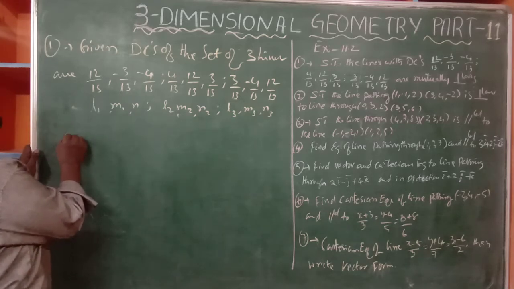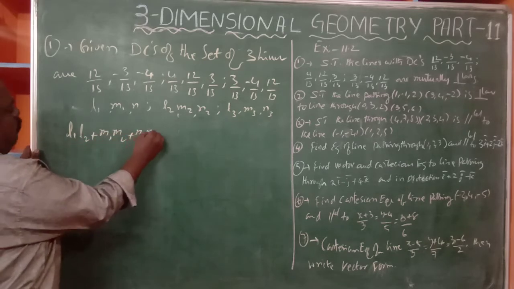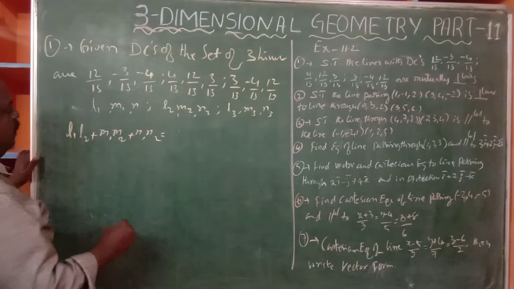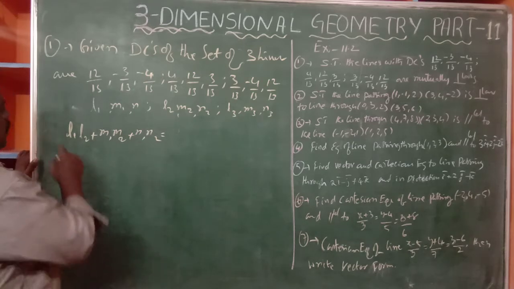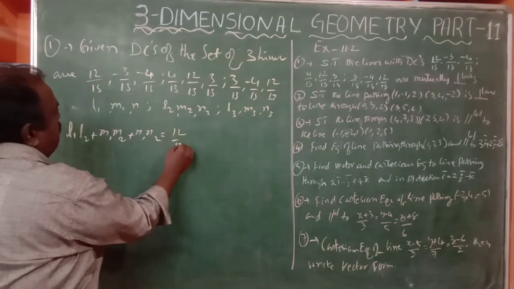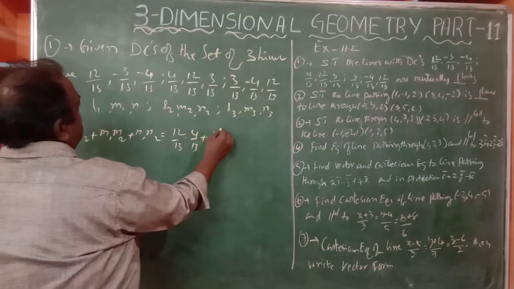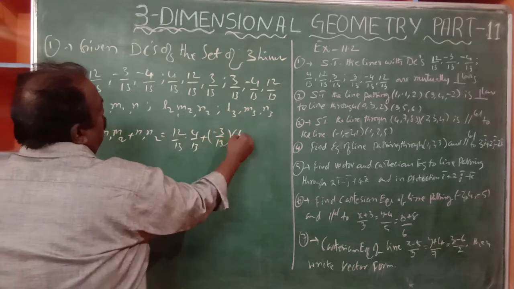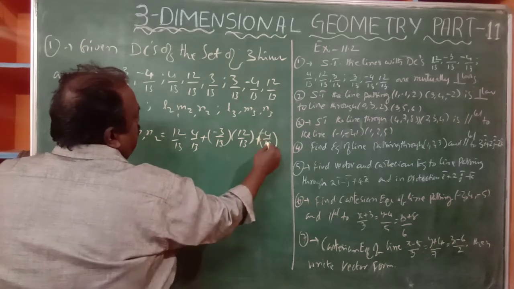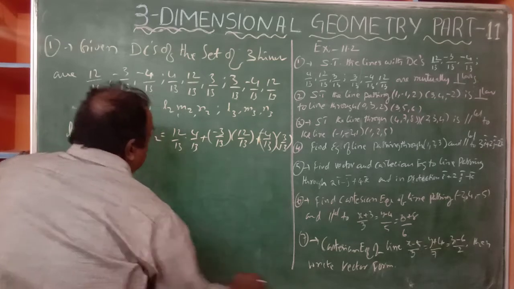You see, l1 l2 plus m1 m2 plus n1 n2. They are the DCs, not DRs. We will see l1 l2 plus m1 m2 plus n1 n2. This is 12 by 13 into 4 by 13, plus minus 3 by 13 into 12 by 13, plus minus 4 by 13 into 3 by 13.